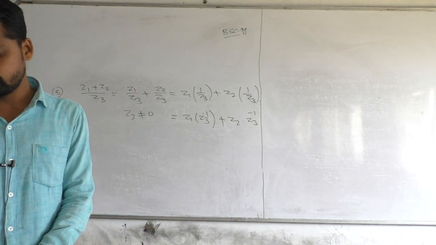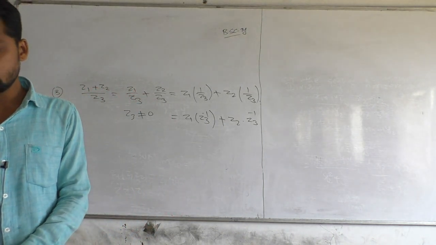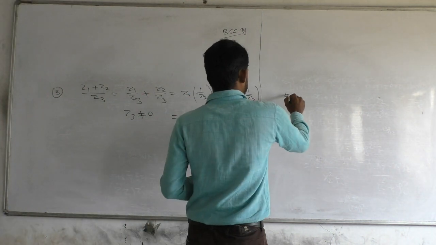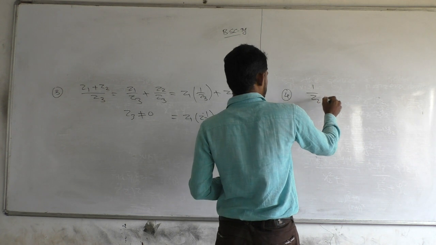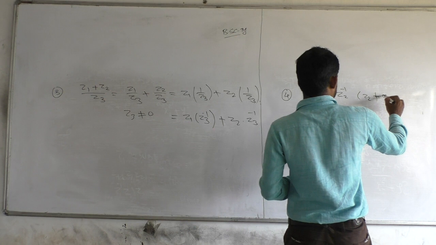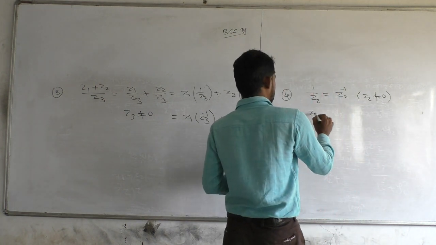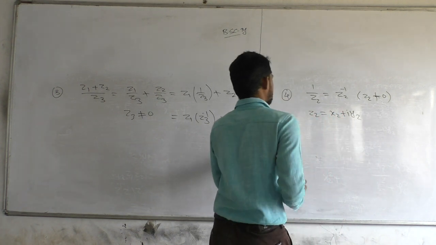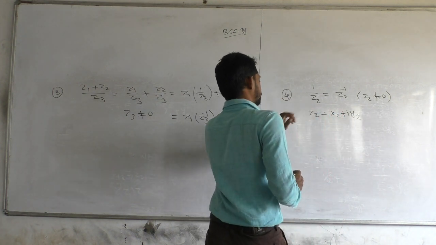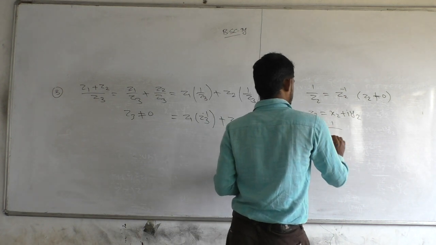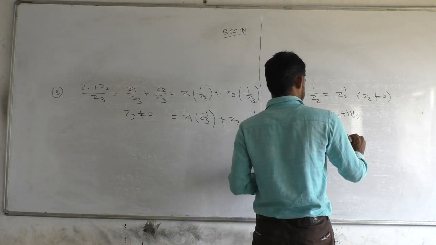Now 1 by Z2 is equal to Z2 inverse. Fourth, 1 by Z2 is equal to Z2 inverse, where Z2 is not equal to 0. If Z2 is equal to x2 plus i y2, then the inverse of Z2, 1 by Z2, is equal to 1 by x2 plus i y2.